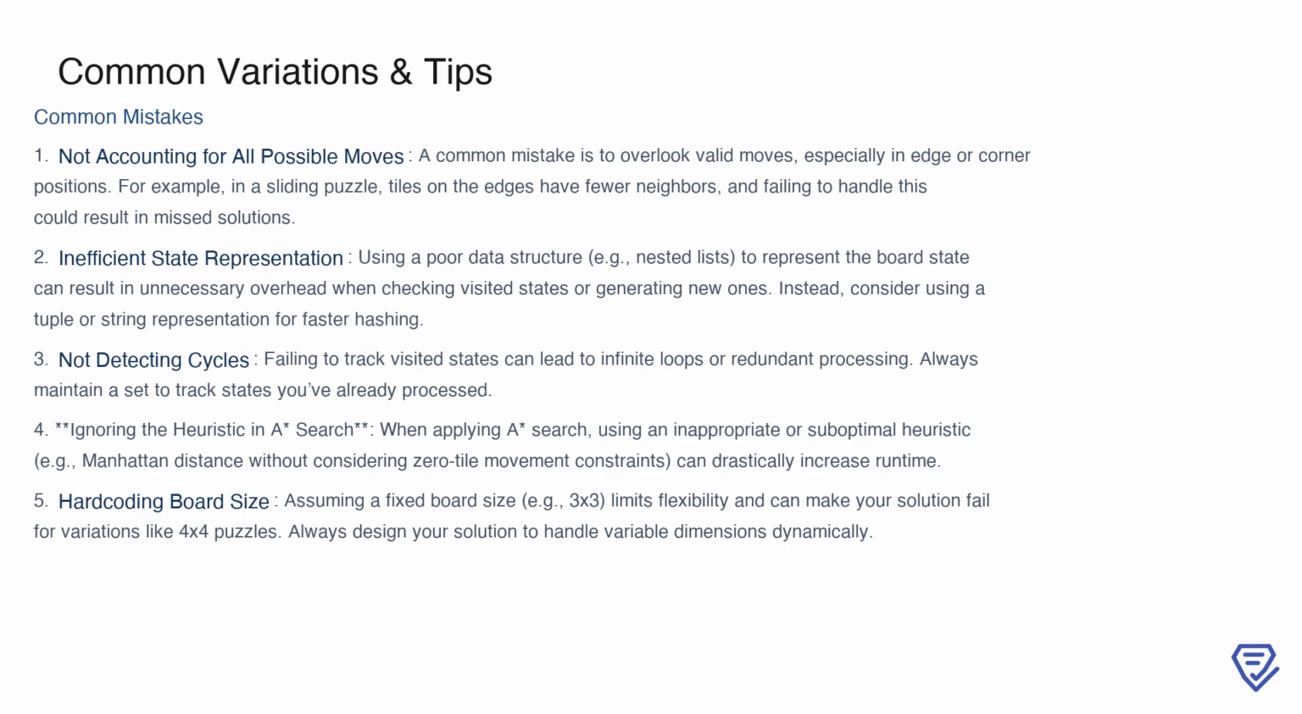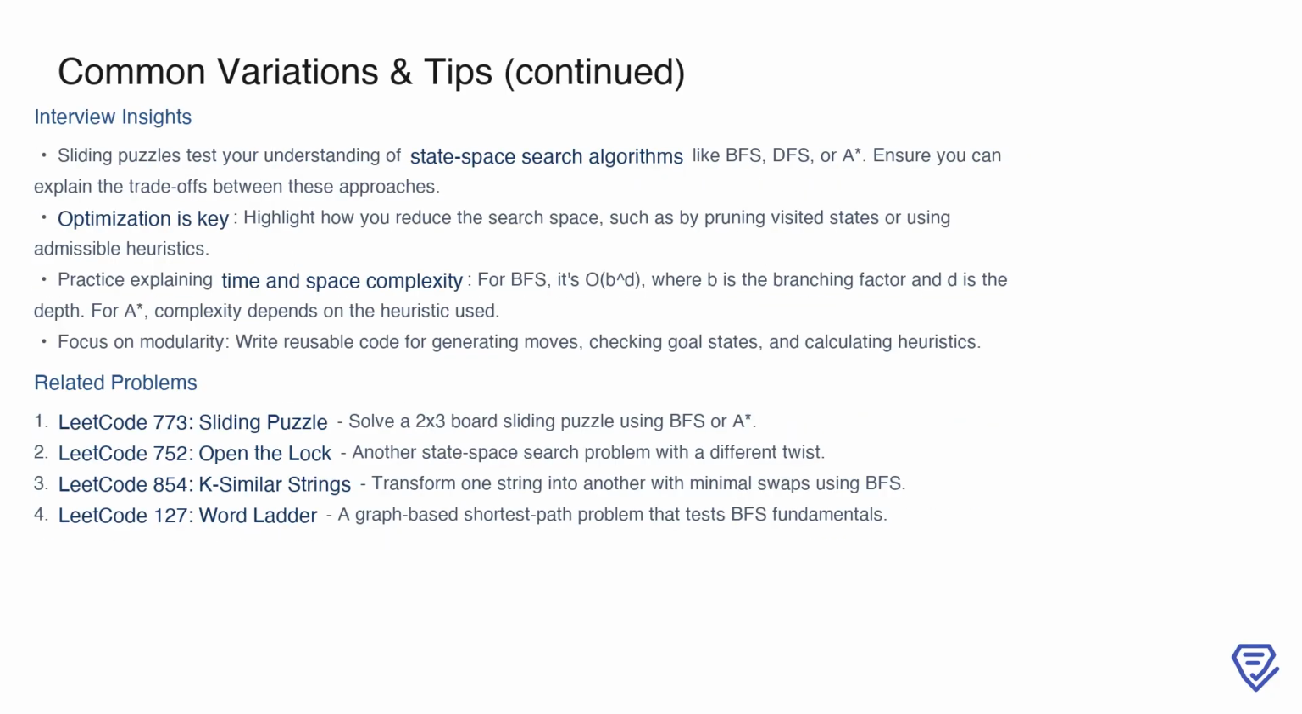Additionally, using a poorly chosen heuristic in A* search can drastically increase runtime. For instance, while Manhattan distance is a common choice, failing to account for the zero-tile movement constraint could make your heuristic less effective. Finally, hard-coding the board size, such as assuming a fixed 3x3 grid, limits your solution's flexibility. Designing your code to handle variable dimensions dynamically ensures it can adapt to different puzzle sizes, such as 4x4 boards, without breaking.